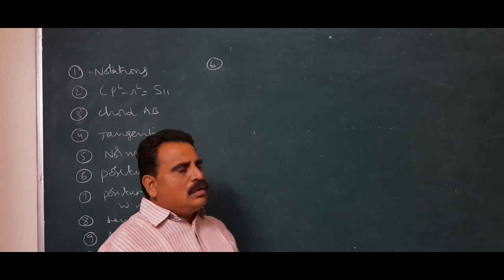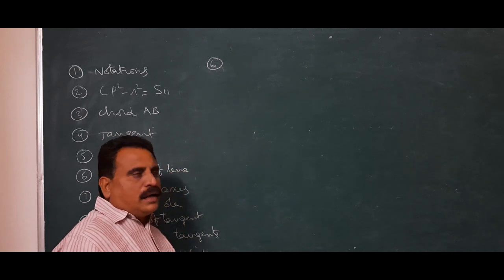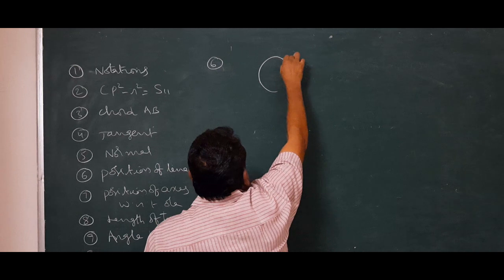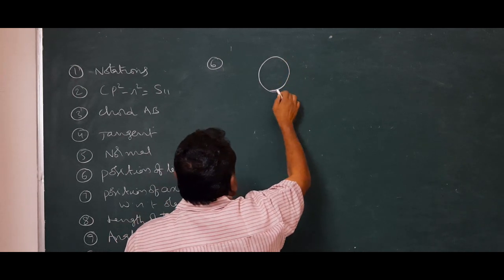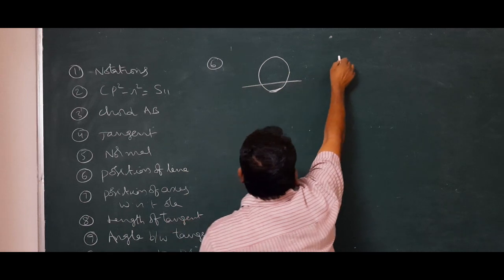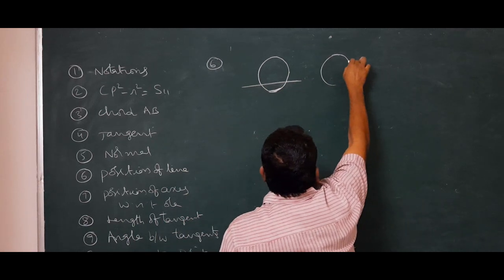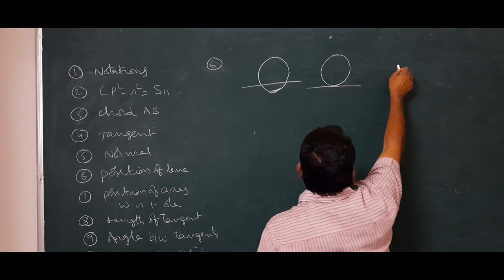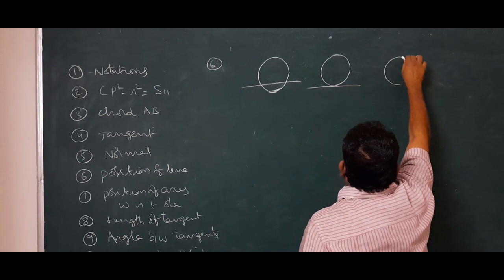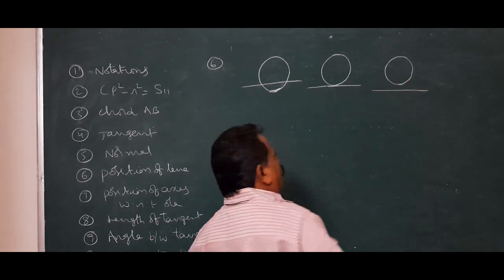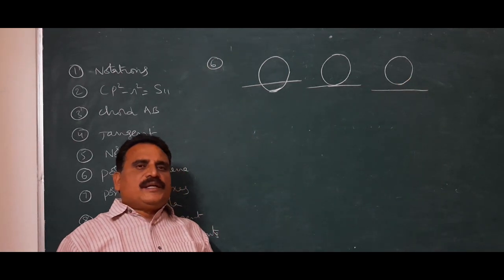the curve. Now come to the point, circle and line. The line cuts the circle, the line touches the circle, or the line does not touch or cut the circle. This is the position of the line with respect to the circle.